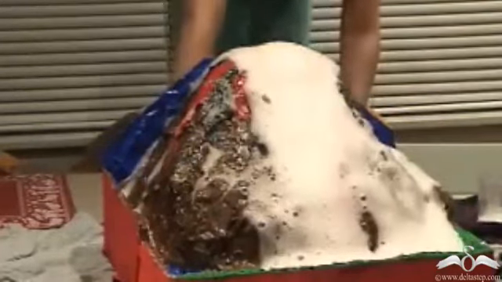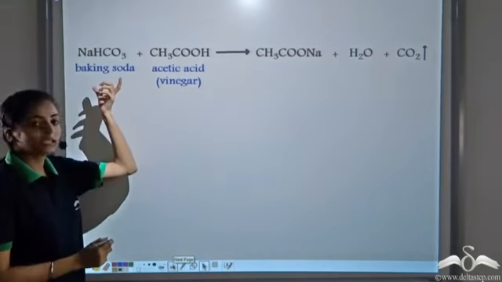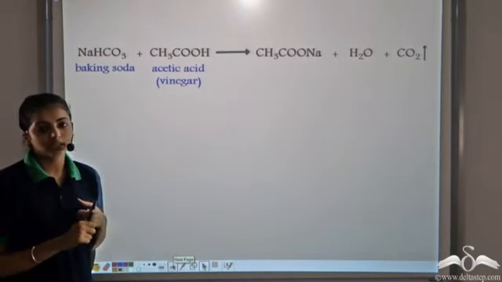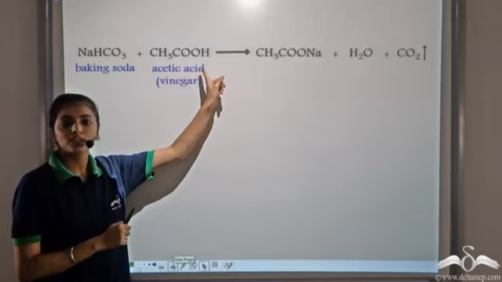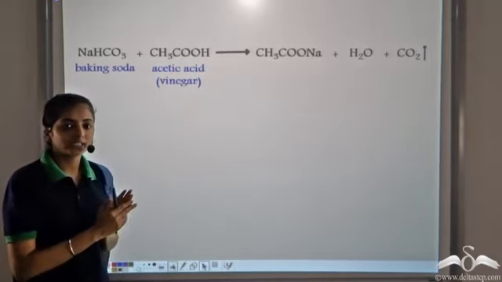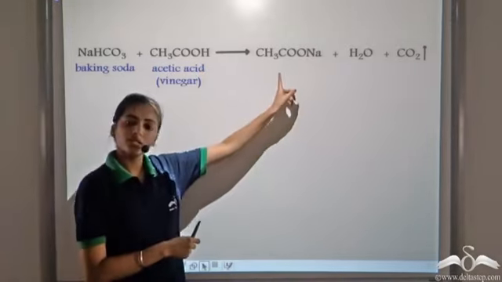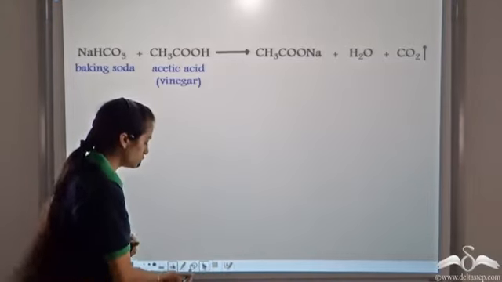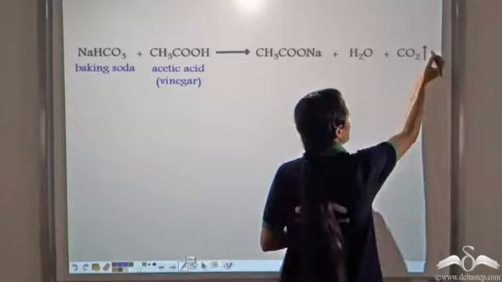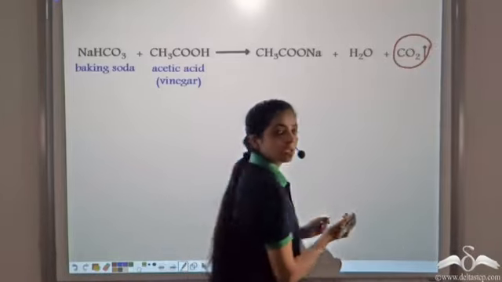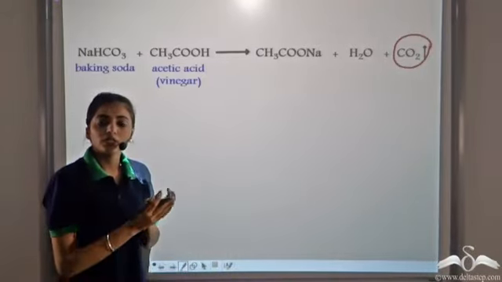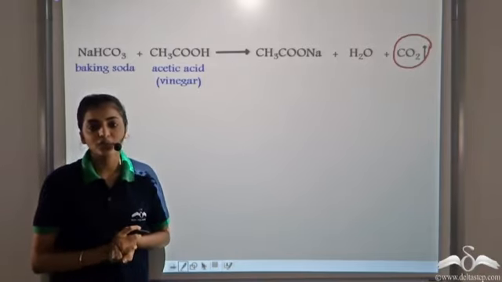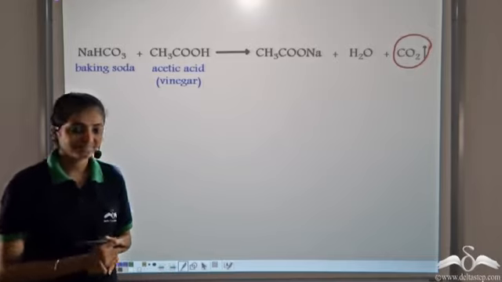So what is happening here? In the bottle, we added baking soda, that is NaHCO3. Vinegar is acetic acid, that is CH3COOH. So the reaction that is taking place forms CH3COONa plus water and CO2. The CO2 released is in such a large amount that it gives the shape of an erupting lava. So you can even create your own erupting volcano. Try this at home.